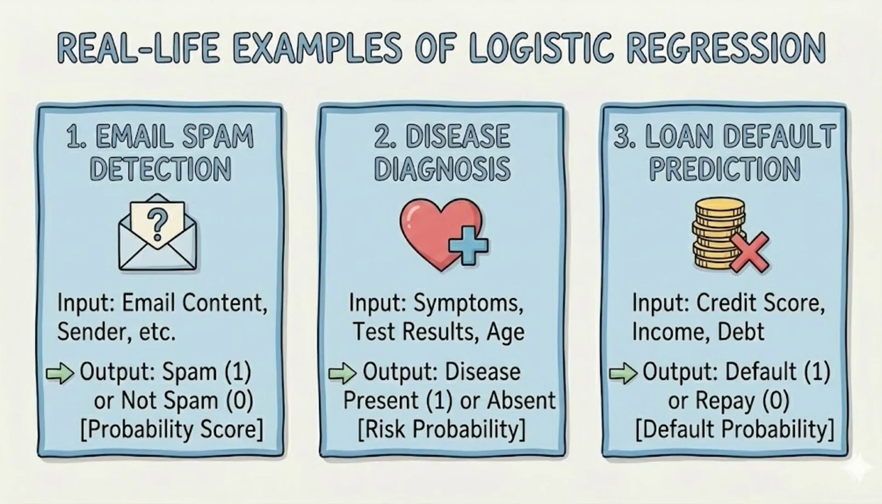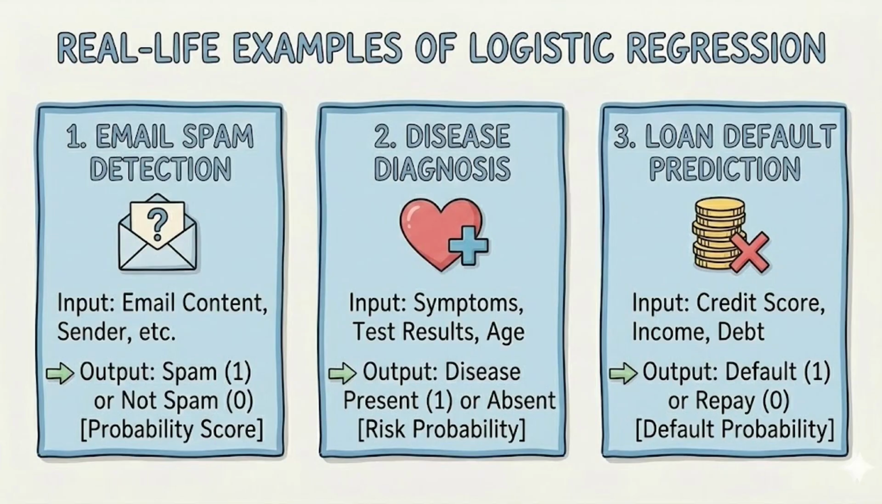Now, to make this more concrete, let's understand it with some classic real examples. The first one is email spam detection. Here, the input might be the email content or the sender. The model predicts a probability score to decide whether the email is spam or not spam. The second use case is disease diagnosis. Doctors use patient symptoms or test results as input, so the model calculates the risk probability to predict whether the disease is present or not. That can be a probability of 1 or 0.